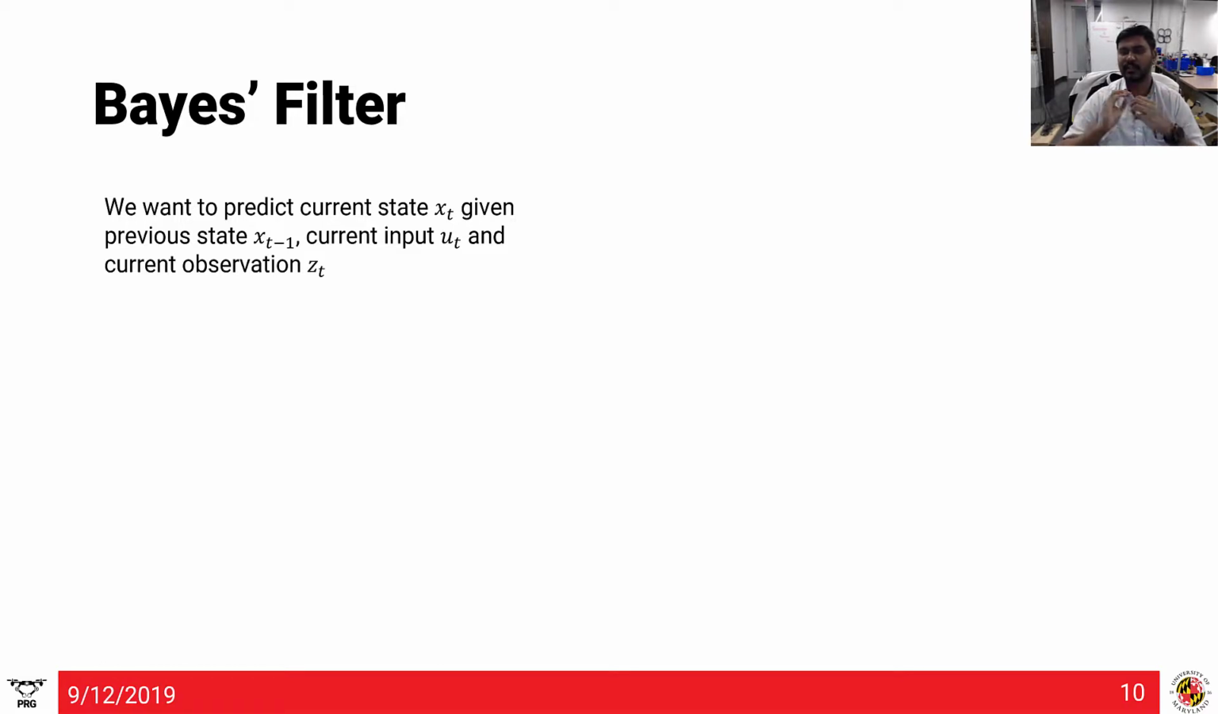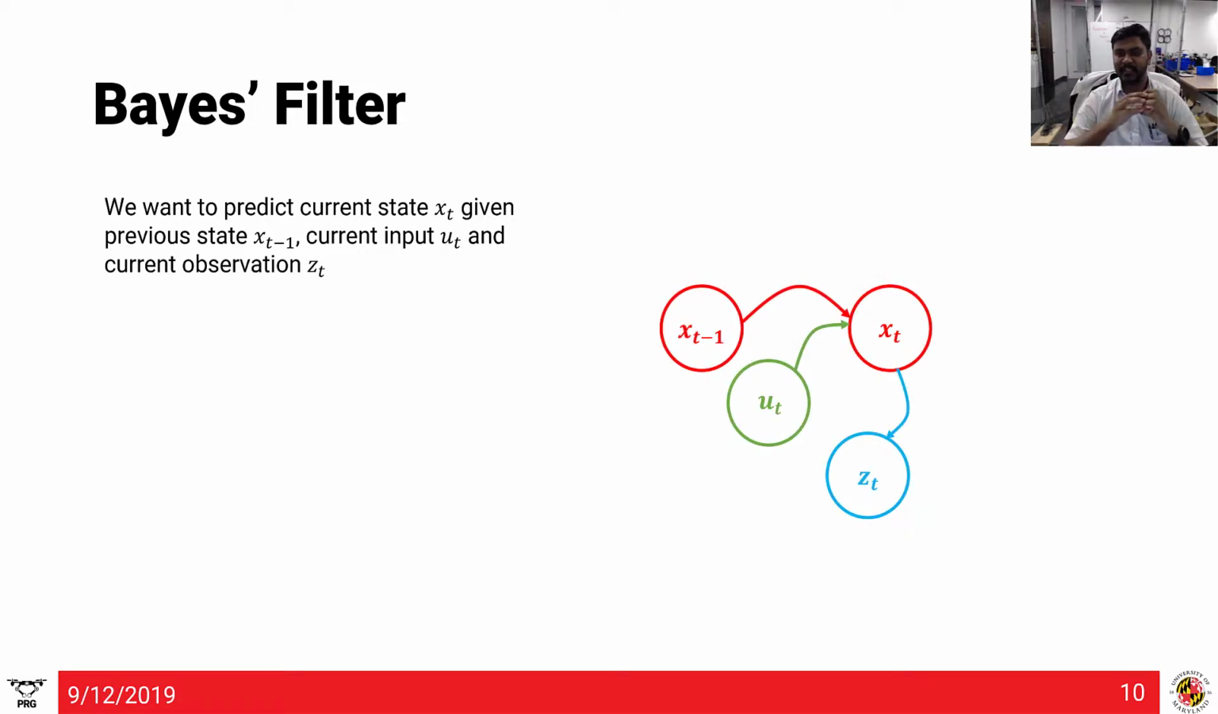And we want to do all this while accounting for the uncertainty in prediction and sensing. A simple way to do that is by using a Bayes filter, right? Like we said before, we want to predict the current state xt given the previous state xt minus 1, the current input ut, and the current observation zt, right? So the previous state here is shown as follows, and then we want to predict the current state xt given ut, and we are observing zt, right?